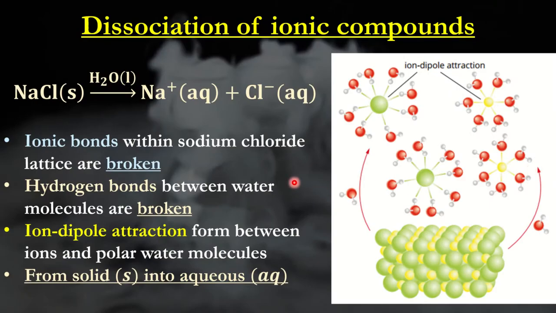Okay, so what's actually happening in terms of the bonding? We have the water molecule, which has dipole-dipole attractions. It causes a breakage in the ionic bonds of a sodium chloride lattice. Using sodium chloride as an example, the hydrogen bonds from the water will break between each other, and we'll get some nice ion-dipole attractions between the ions and the polar water molecules. This will help us form a solid, or the solid will form into an aqueous solution. So in that process we get the solid dissolved.